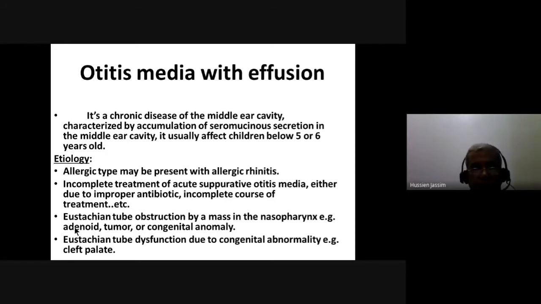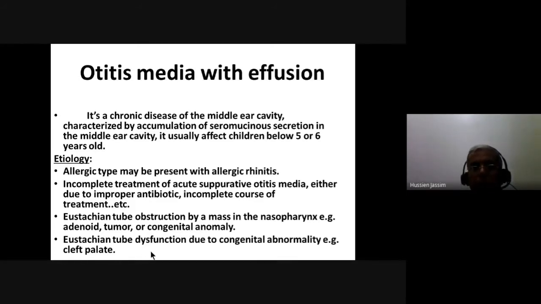pressing on the pharyngeal opening of the Eustachian tube, and we get this problem, chronic obstruction or dysfunction of the Eustachian tube, and we get fluid in the middle ear cavity. Or it may be tumors. You think of tumors if an adult comes with unilateral otitis media with effusion. Any adult with unilateral otitis media with effusion, you have to think of malignancy in the nasopharynx or sometimes a congenital abnormality.